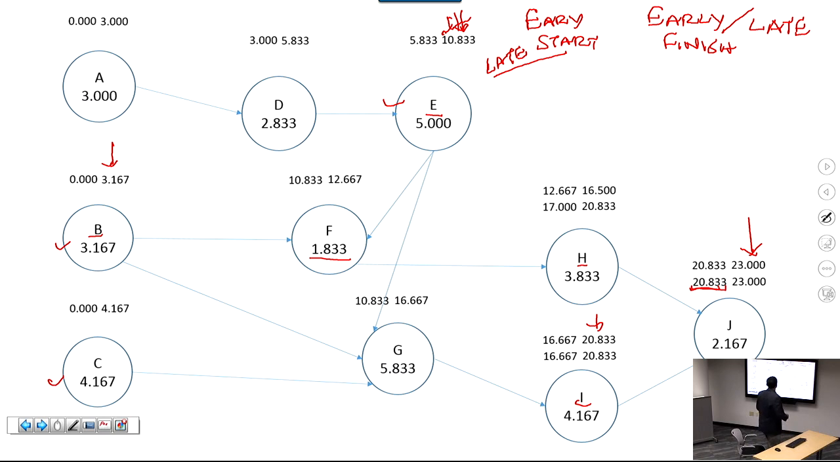So G, I must finish then. So if I must finish at that time, then if I must start at that time, right? If I must start at that time, then G must finish by 16.667. Subtract the time for G, right? That's what you get.